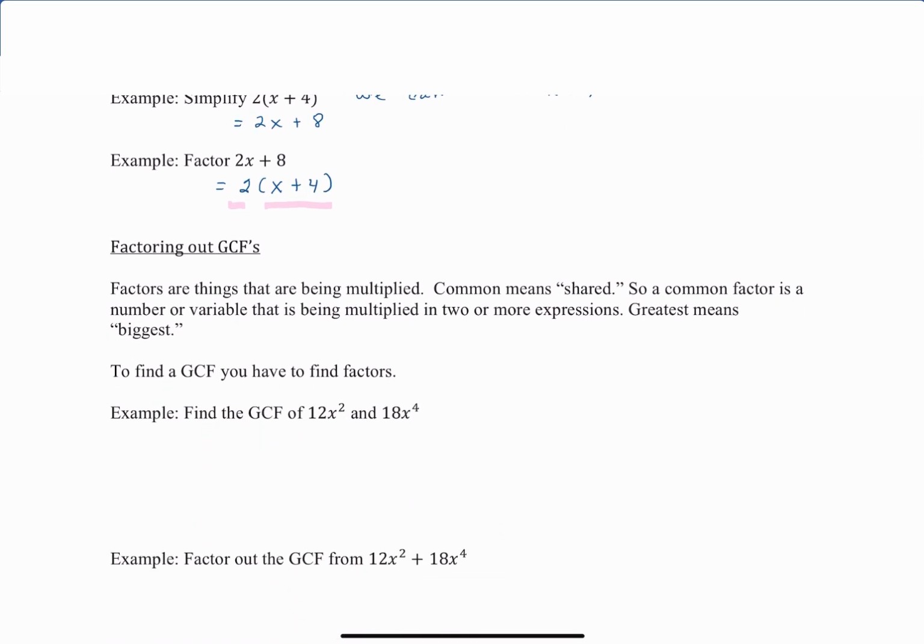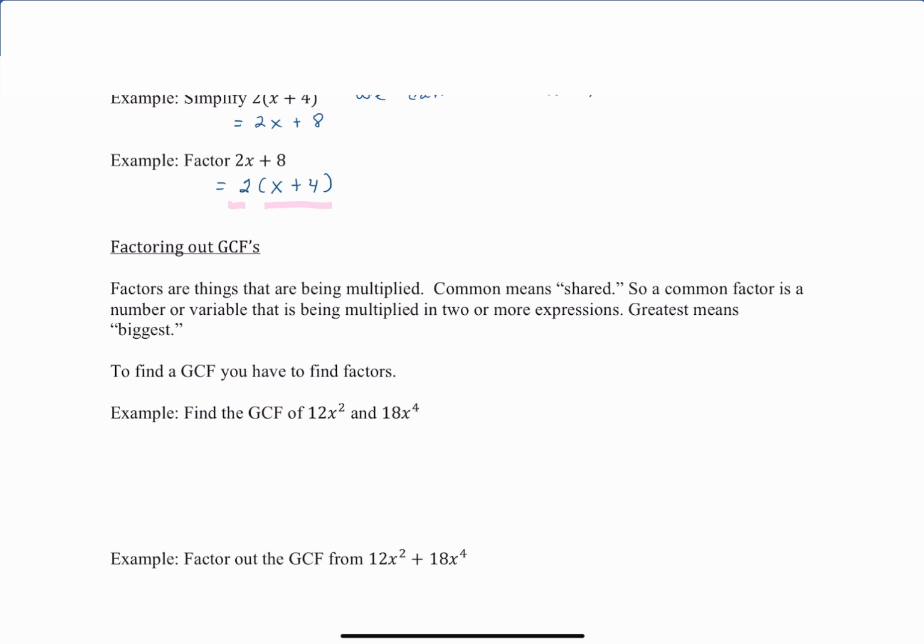Common means shared. So a common factor is a number or variable that's being multiplied in 2 or more expressions. In other words, 2 or more expressions share that factor. In other words, they share having that thing as a factor. And greatest just means biggest. And this may be obvious, but I wrote it down anyway. To find the greatest common factor, you have to start by finding factors.